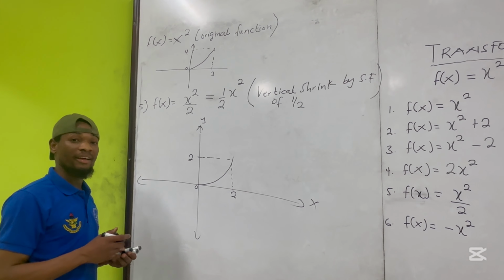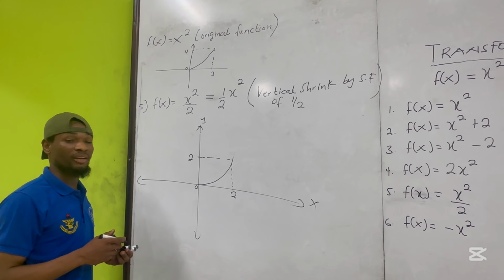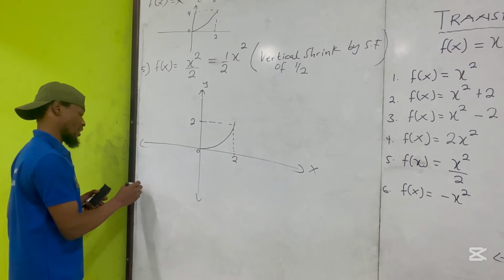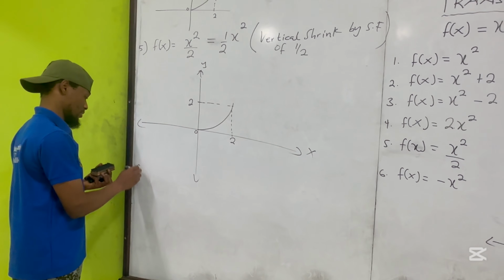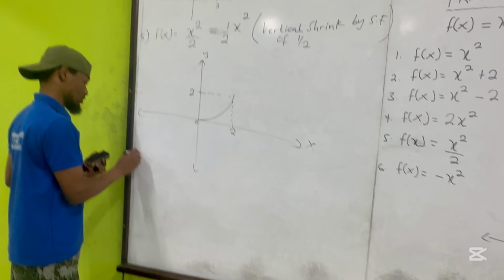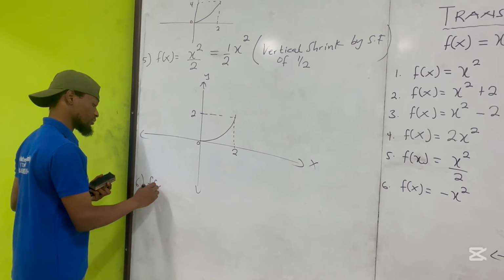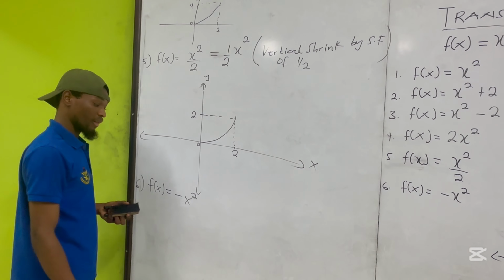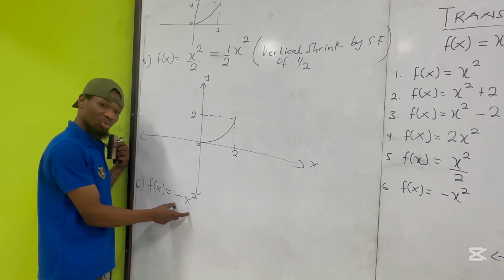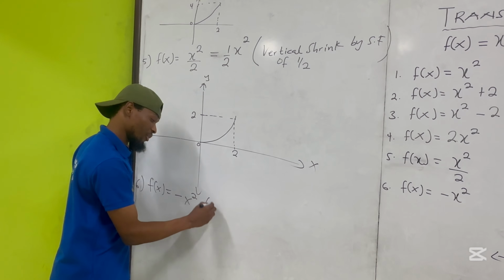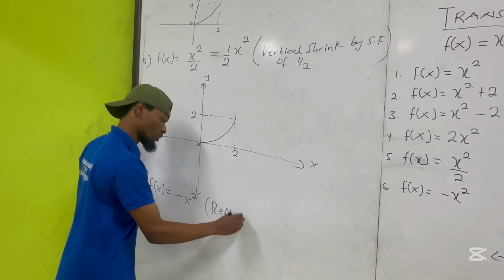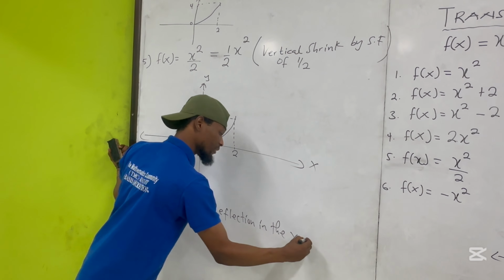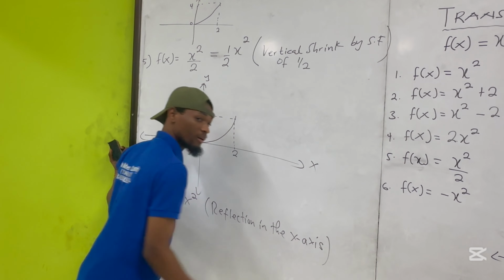And I think the 6th one is you have this. You have f of x equals negative x squared. When you have it this way, this is simply what? Reflection. Reflection in the x-axis. Okay.